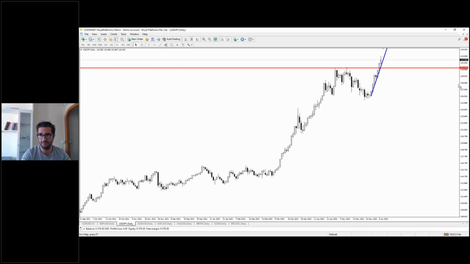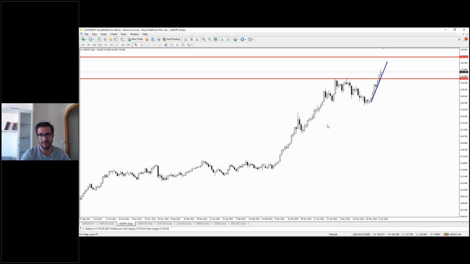USD JPY, it's in a clear upward movement. We have higher highs, higher lows, and then the market posted a strong, deep correction. We call this a deep correction. It has the form of a channel. The market found buyers around this area here, and then we saw a bullish engulfing pattern, and the market rallied.